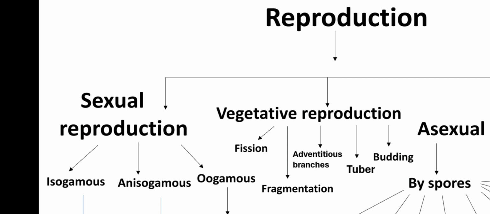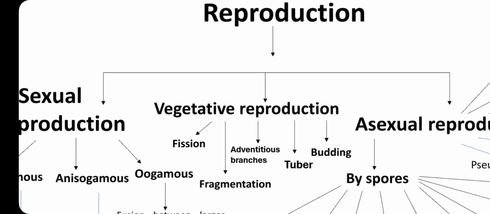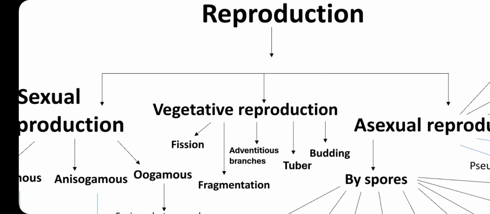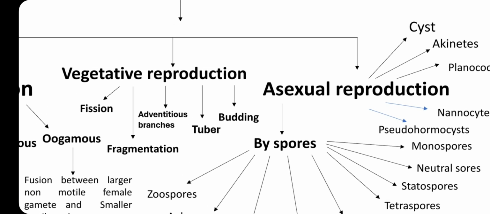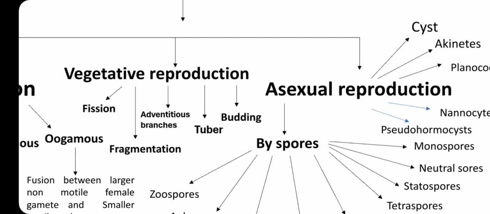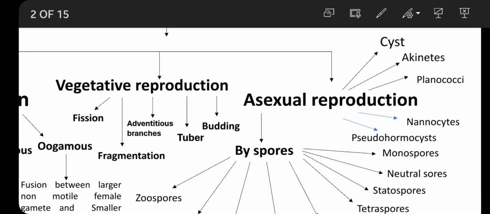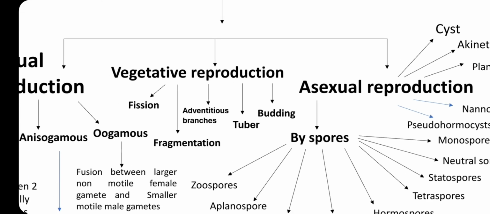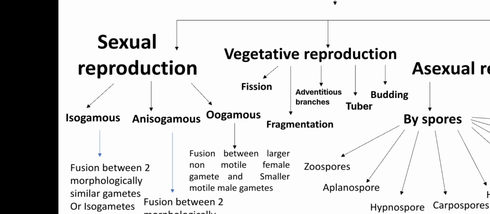Then the vegetative method. In the vegetative method, the algae reproduce vegetatively where one part of the parent plant gets detached and germinates to produce a new algal cell. Then asexual reproduction. Asexual reproduction is uniparental, where only one parent is involved. So let us discuss these one by one.